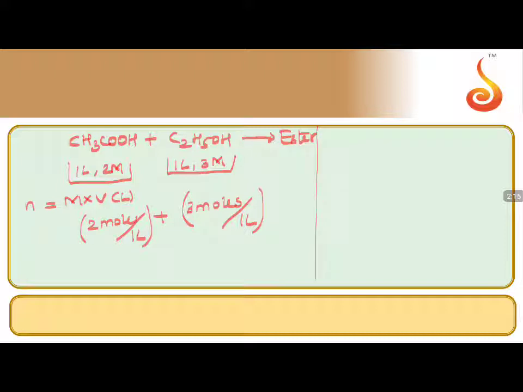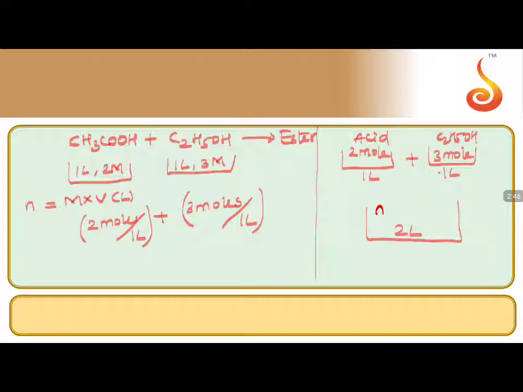Let us understand this way. You have taken 2 moles of acid in a 1 liter vessel. You have taken 3 moles of alcohol in a 1 liter vessel. When both are added, now your vessel will have a total of 2 liters, because 1 liter plus 1 liter becomes 2 liters, of acid plus alcohol mixed with each other to form ester. So now the total mixture is 2 liters.